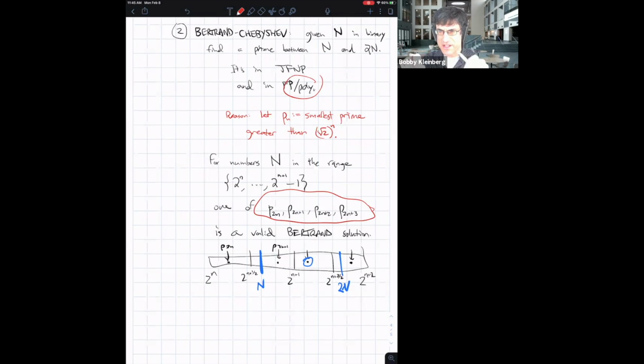And then you just need to run deterministic finality checking to, sorry, no, it's even easier than that. You just need to do bounds checking to see which one is in the range between n and 2n. So this sequence of 4 primes is the advice string that puts the problem in FP/poly.